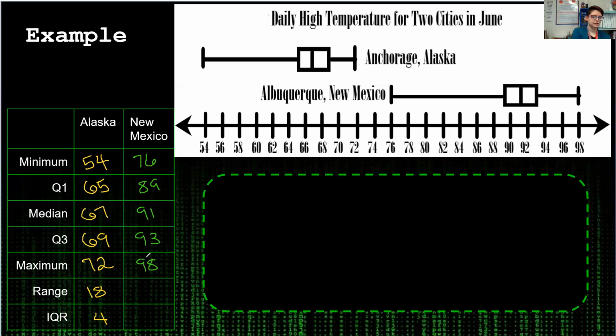So the range, 98 minus 76, is a range of 22 degrees. The IQR, which is 93 minus 89, is 4. So interestingly enough, they both have an IQR of 4. That means that for both cities, 50% of their temperatures fell within a range of 4 degrees.